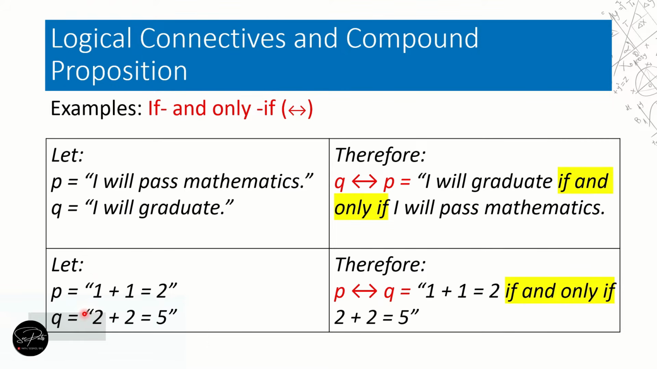Okay, then example number 2: 1 plus 1 equals 2, 2 plus 2 equals 5. Again, a reminder: don't worry about whether our answer is correct or wrong. We're not discussing whether our answer is true or false, because we said in the definition earlier that a proposition can be true, it can be false, but not both. Therefore, P if and only if Q. Our letter P comes first, so that will be 1 plus 1 equals 2, if and only if, followed by our Q, 2 plus 2 equals 5.